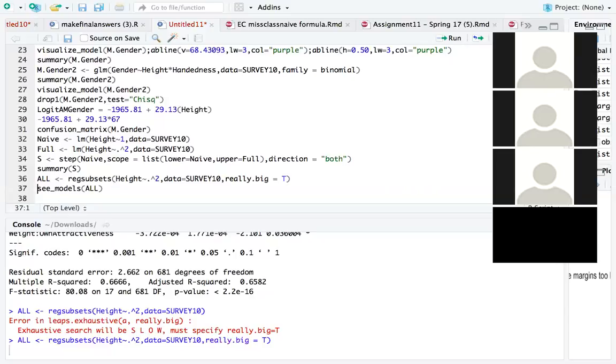So as it said, exhaustive search will be slow, and it wants you to see that. Must specify really big equals true. I think we got it. I think it's getting close. I'm in tune with my computer. I can feel it finishing up.